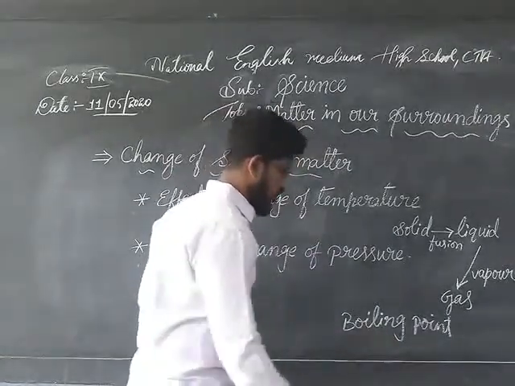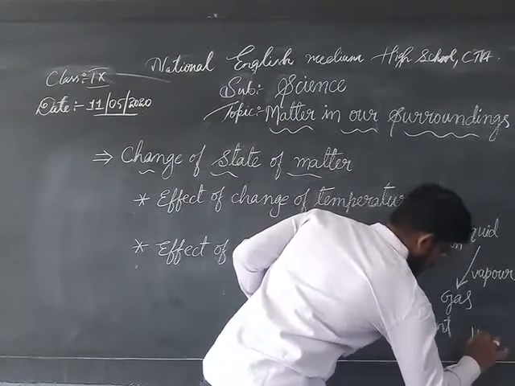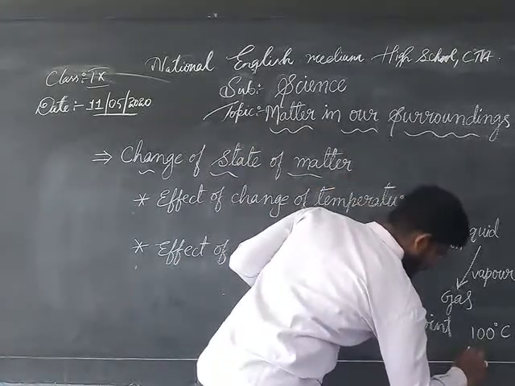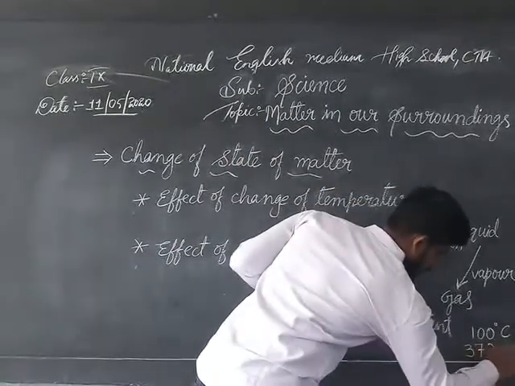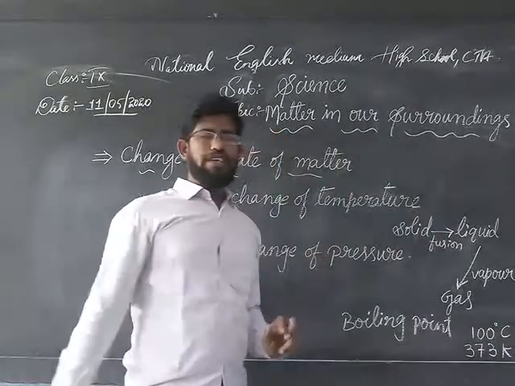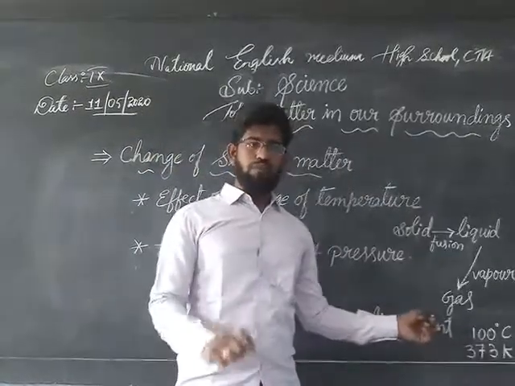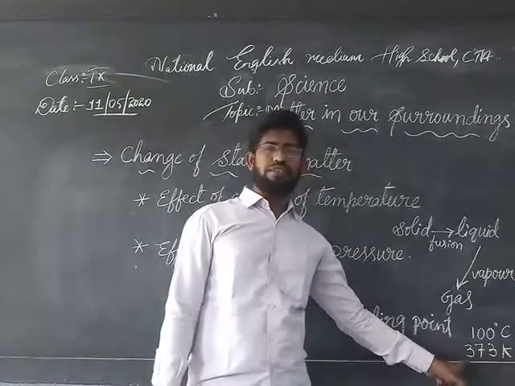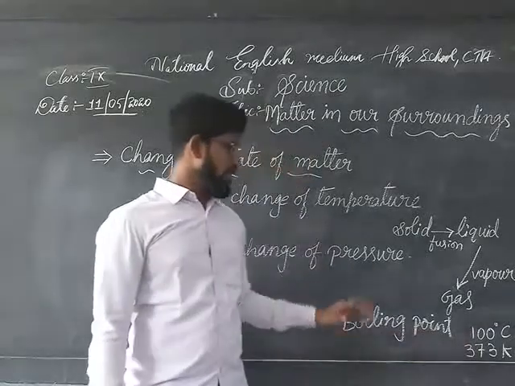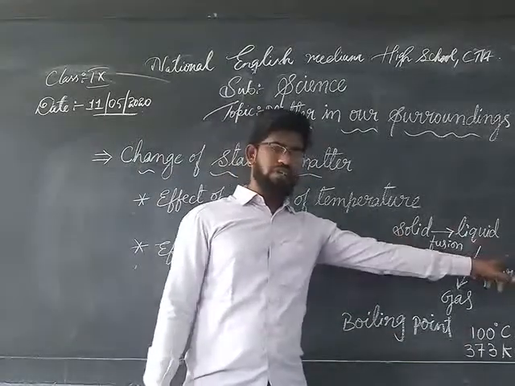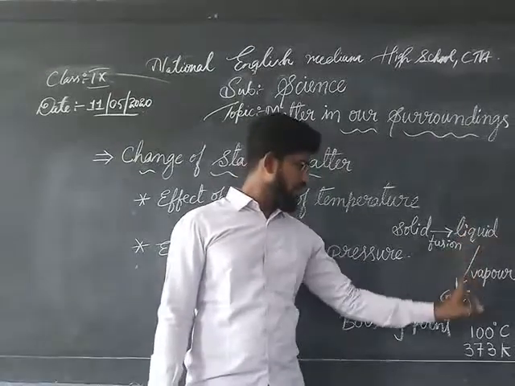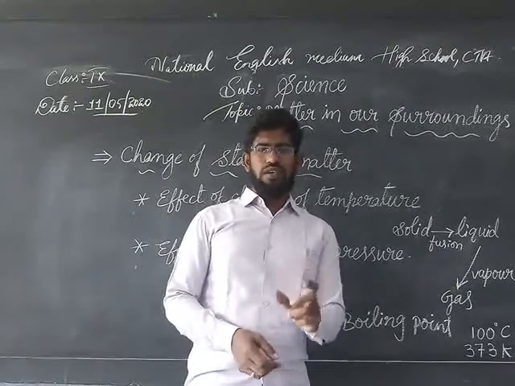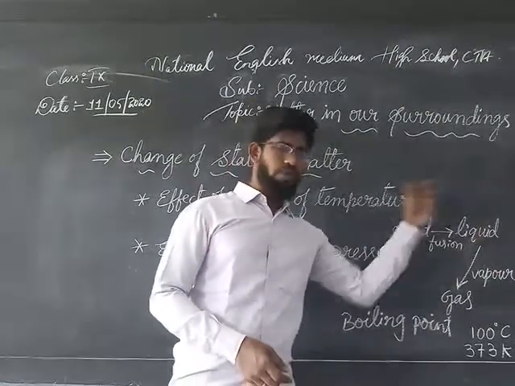The boiling point of water is 100 degrees Celsius, and in Kelvin, 373 Kelvin. This is the boiling point of water: 100 degrees Celsius, or in the Kelvin scale, 373 Kelvin. So this is the interconversion from solid to liquid through the process called fusion, and from liquid to gas through the process of vaporization. Understand? So now, from that one again, vice versa.